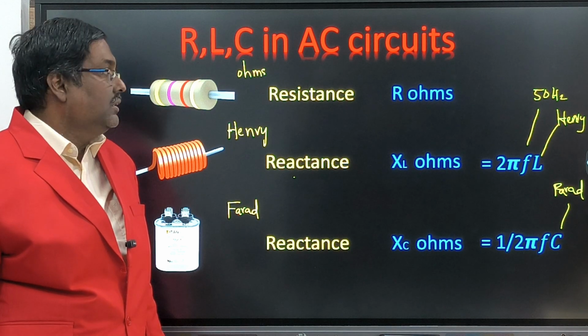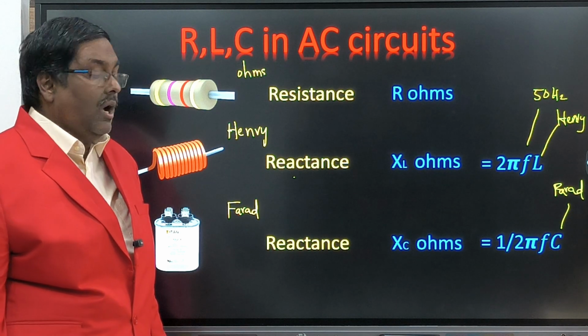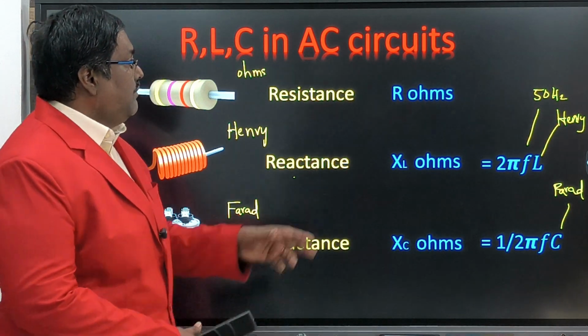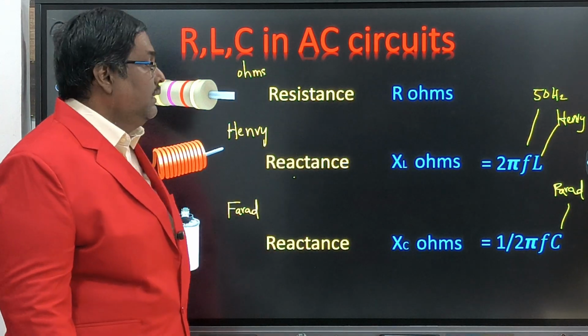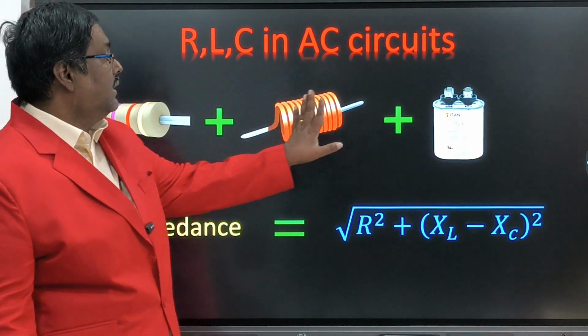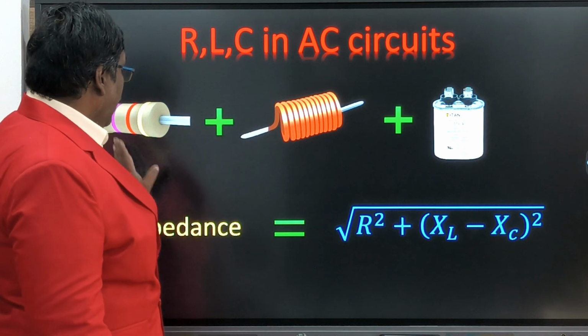You cannot add directly because the phase direction is different. So how to add? We will see how to add. First, finding all three is important, then I will tell you how to add. Take one resistance, one inductor, and one capacitance in series. So in a series circuit, how to add?